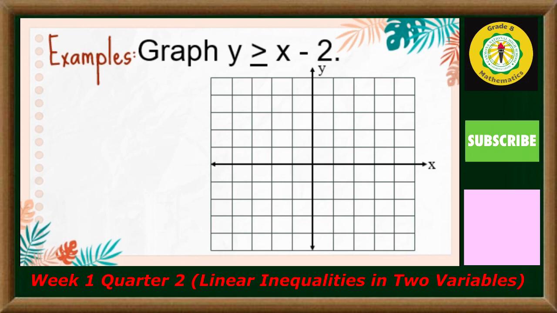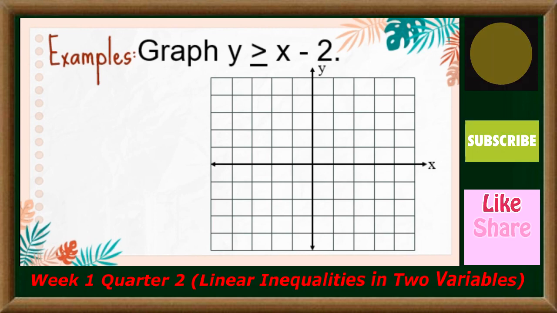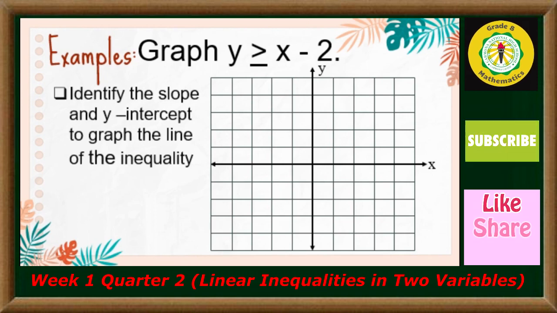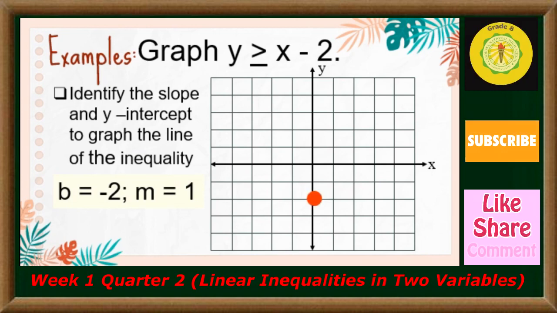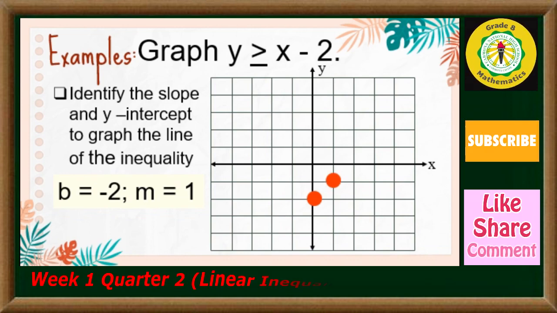Example, graph y is greater than or equal to x minus 2. First, we need to identify the slope and y-intercept to graph the line of the inequality. The y-intercept here is negative 2 and the slope is 1. Now let's graph. Here is the negative 2, our y-intercept, and the slope is 1.